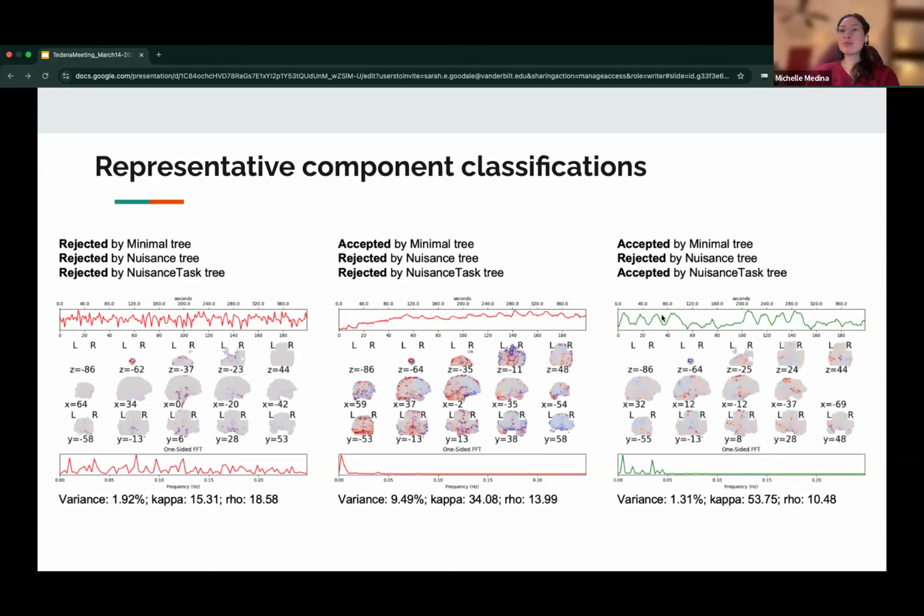And then for the last component, you see this pattern that we are expecting, looking like our task regressor, with some peaks under and along the frequency that we expect for the task, and some activation in this motor area. This was actually a hand grasp task. Upon further investigation, we saw that this component was correlated to the motion regressor, which is why it was rejected by the nuisance tree, but it was also correlated to the task, which is why the nuisance task tree ended up accepting this component.